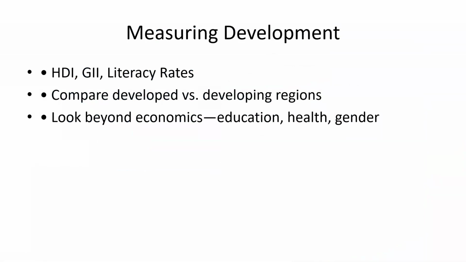We have also talked about measuring development, and we did a lot of this discussion when we were doing our baby boxes in Unit 1. We talked about the Human Development Index and the Gender Inequality Index, and we thought about these as ways of comparing developed countries to developing regions. They help us to look beyond just economics to also take into consideration things like education, health, and gender equality when we're trying to measure a country's development.